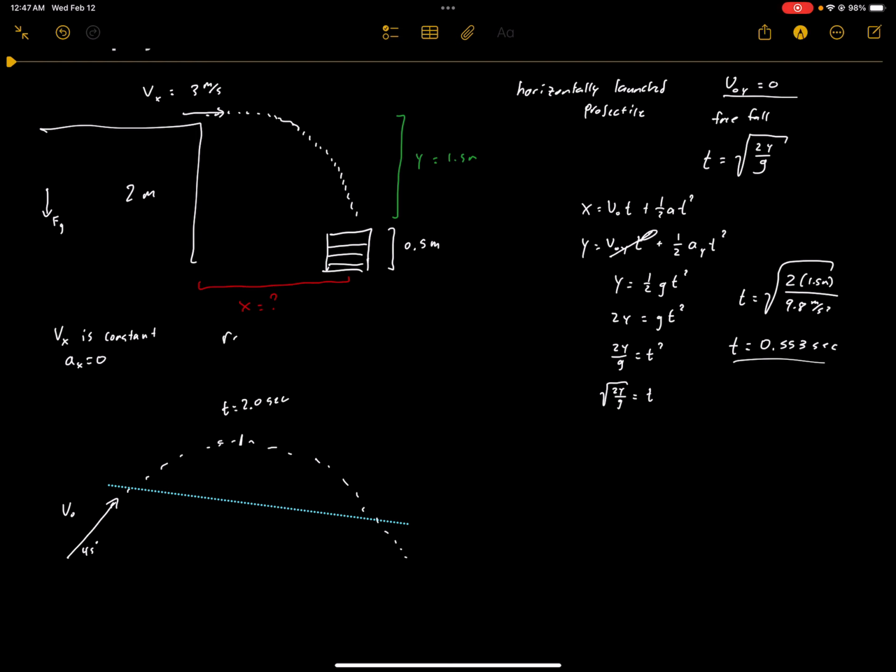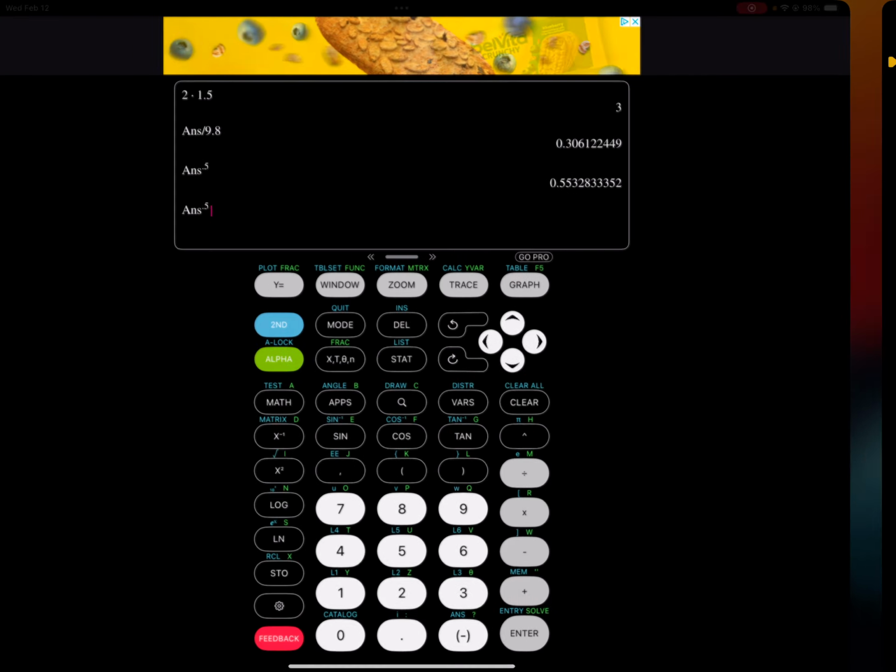So here for the range, since the velocity is constant, we know that v is going to equal x over t. If I rearrange that, I get that x is equal to v times t, but specifically v sub x. The horizontal velocity is what's constant, and that's what we use for the range when you're dealing with a horizontally launched projectile. So let's actually go through the math. We have 3 meters per second for the velocity. For the time, we calculated 0.553 seconds. Let's multiply those together.